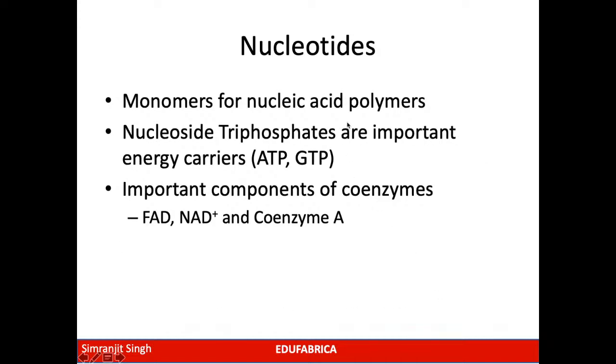So monomers form nucleic acid polymers. Nucleoside triphosphates are important energy carriers, that is ATP and GTP. And important components of coenzymes are FAD, NAD+, and coenzyme A.